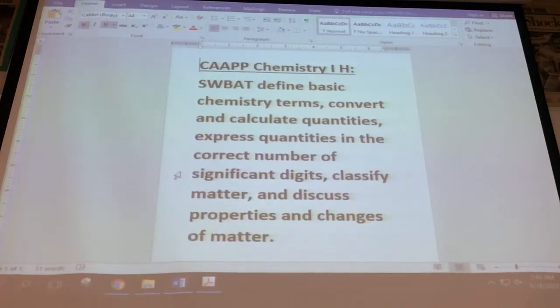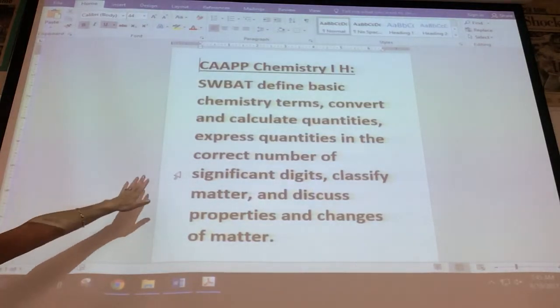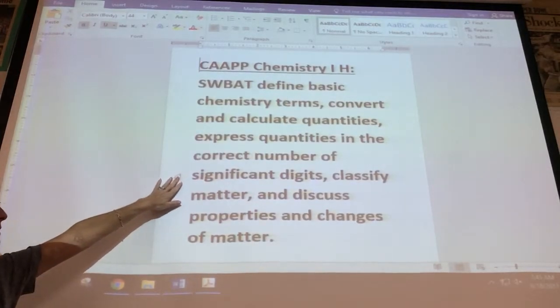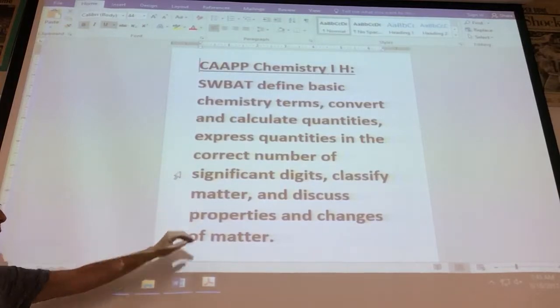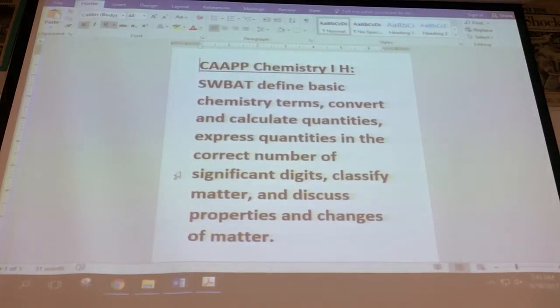You know how to do very simple conversions. Today we're going to focus more on complex conversions, whether you're going metric to English, English to metric, or within the metric system. You actually can change between the amount of substance and the volume of substance, and I'll walk you through that today. Next week we'll get into expressing quantities in the correct number of significant figures, classifying matter, as well as properties and changes in matter, and you'll have your first lab next week as well.